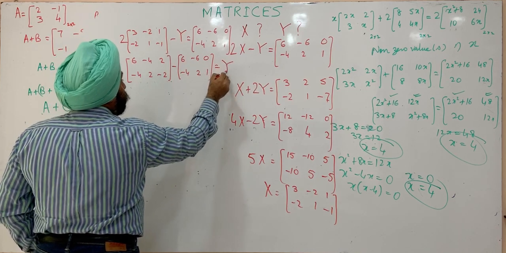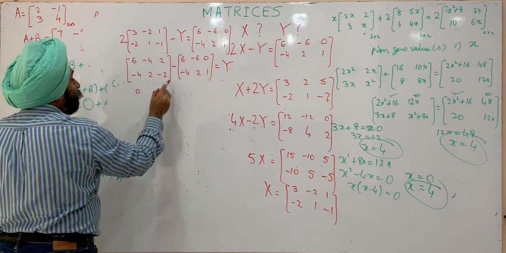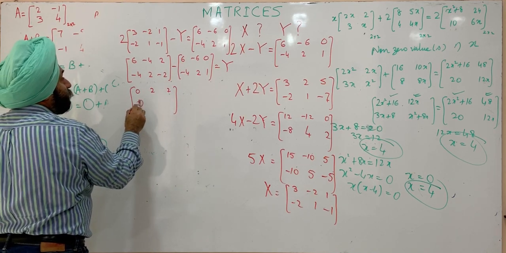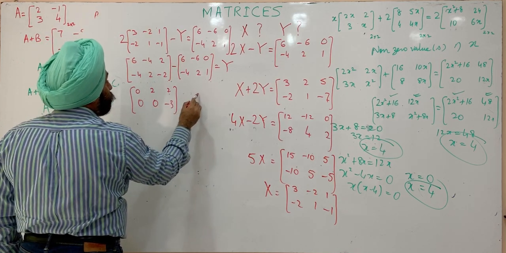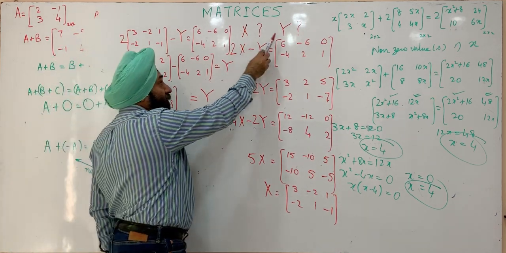Shift y to the right hand side. We have 0 here, minus 4 plus 6, 2 minus 0. This is 0, this is 0 and this is minus 3. So this is y. This is how we find out matrices x and y.